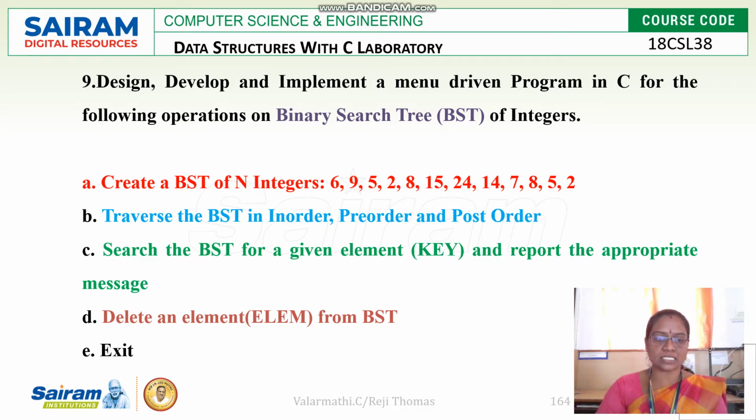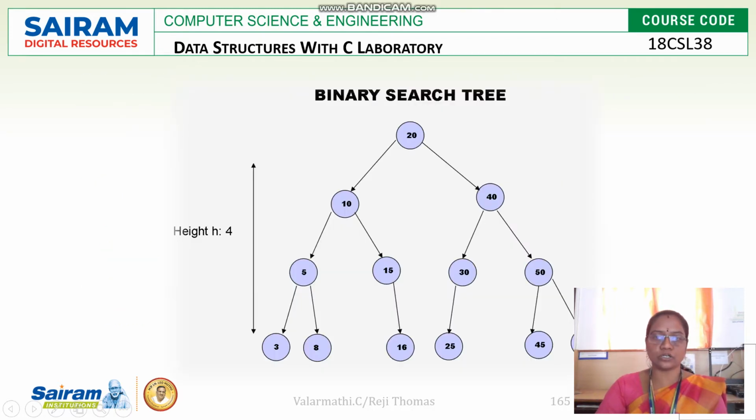The third task is to search the binary search tree for a given element key and report the appropriate message. So searching a binary tree element is the third task. And the fourth one is to delete an element from the binary search tree. So these are the four important tasks which we are going to see in the binary search tree. Let us go to the topic.